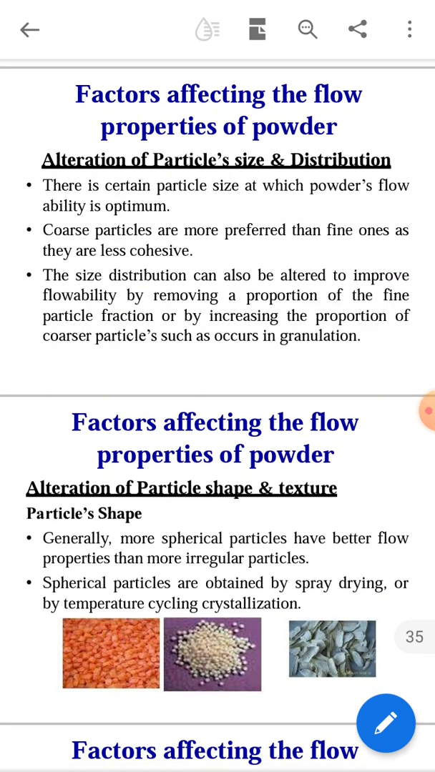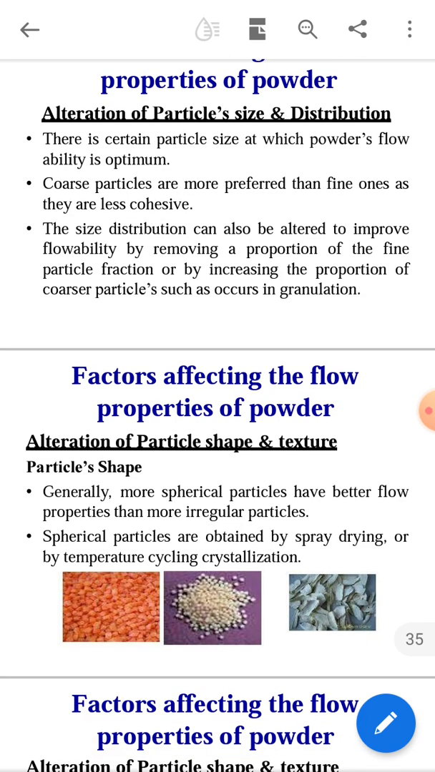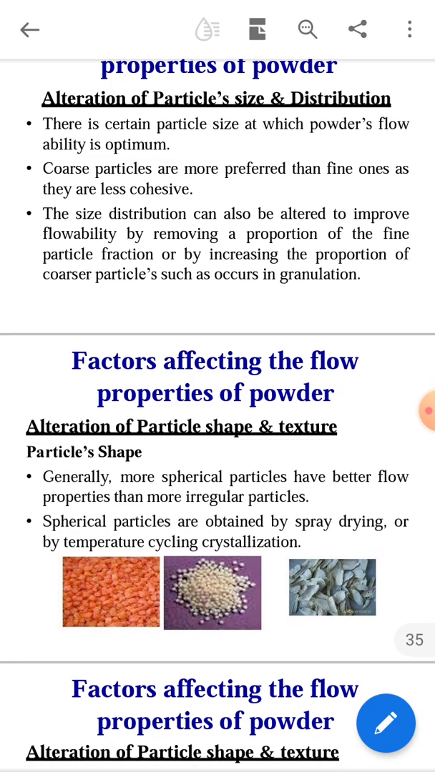The factors affecting the flow properties of powders. What are the factors? First is particle size and distributions. There is a certain particle size at which the powder's flowability is optimum. Coarse particles are preferred over fine because they are less cohesive. Size distributions can also be altered to improve flowability by removing a portion of the fine particle fractions or by increasing the proportion of coarse particles, such as occurs in granulations.